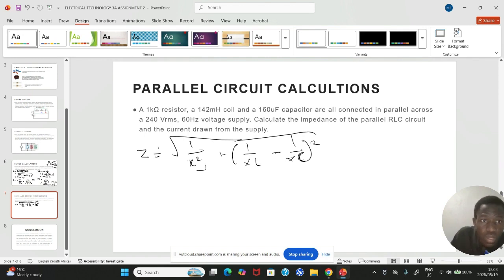We only have the resistor. This resistor is given as 1K, which is 1 times 1000 to give us 1000 ohms. Then the second one we have is the inductance, which is 142 divided by 1000 to give us 0.142.